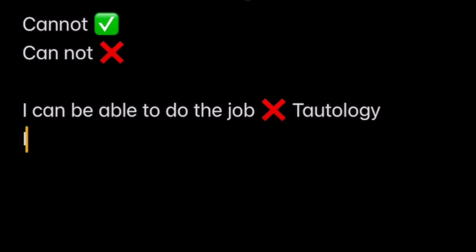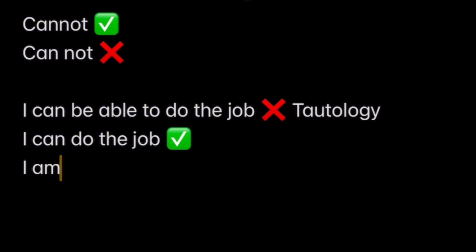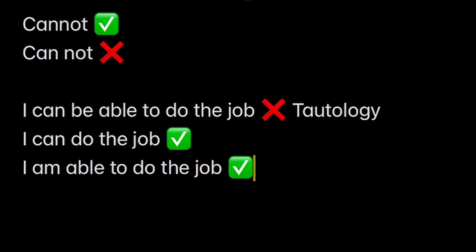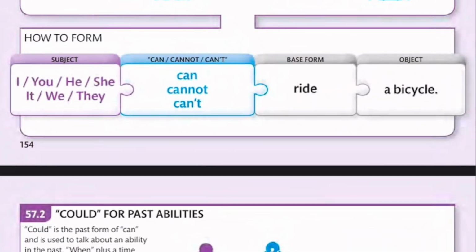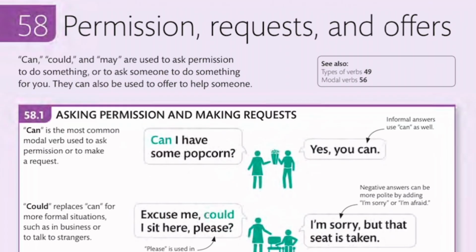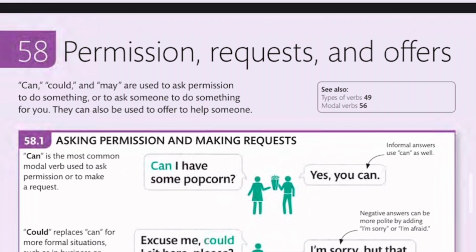Tautology. You either say, "I can do the job," or "I am able to do the job." If you say "I can be able to do the job," both "can" and "be able" are talking about ability. So that's tautology. Moving on, let's talk about permission, request, and offers.